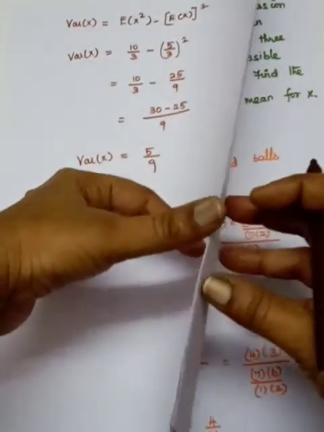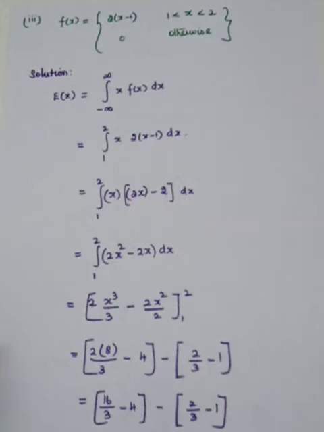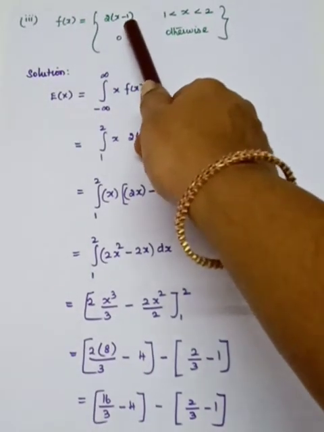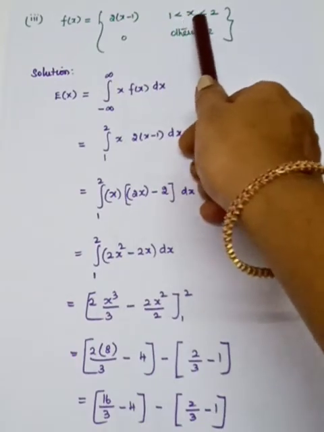Okay. So we'll come to the third subdivision of the first problem. F of x is equal to 2 into x minus 1, where 1 is less than x less than 2.